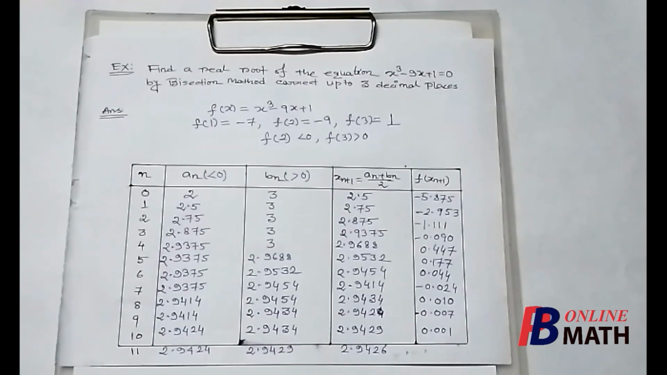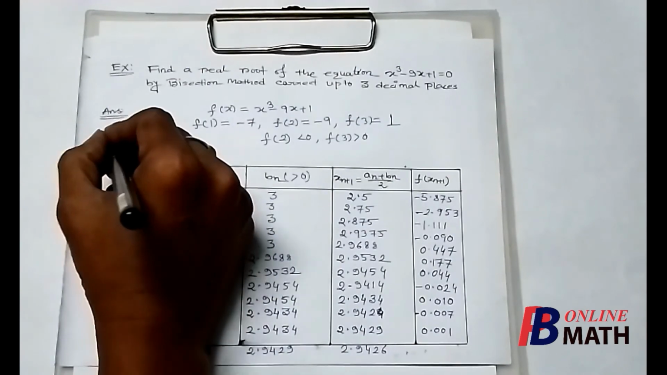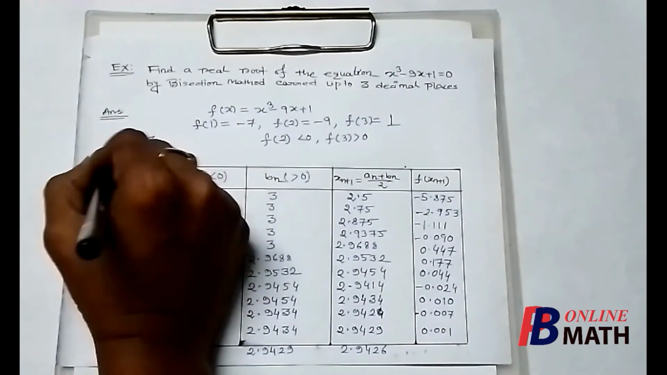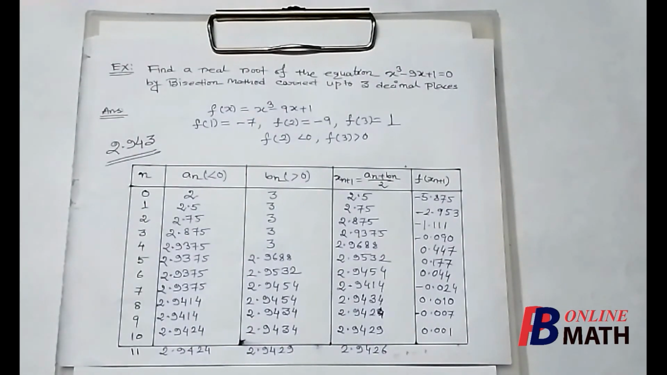So in this problem, we have found that the root which is correct up to 3 decimal places is 2.943. So here we write the root, which is 2.943. So this is the required root correct up to 3 decimal places. So that completes the solution.